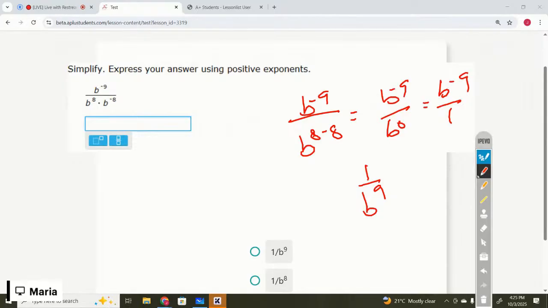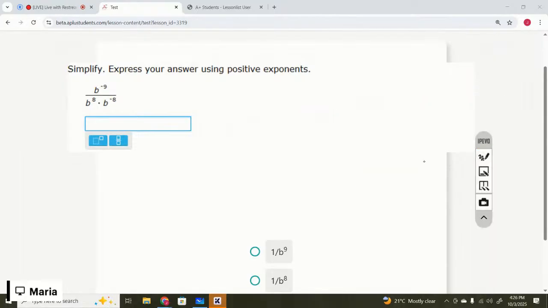Option number 1 is the correct option. The correct option is 1 over b exponent 9, that is option number 1.